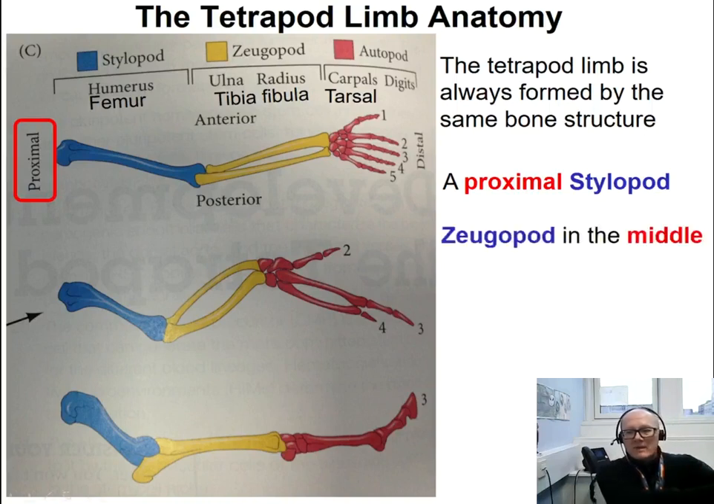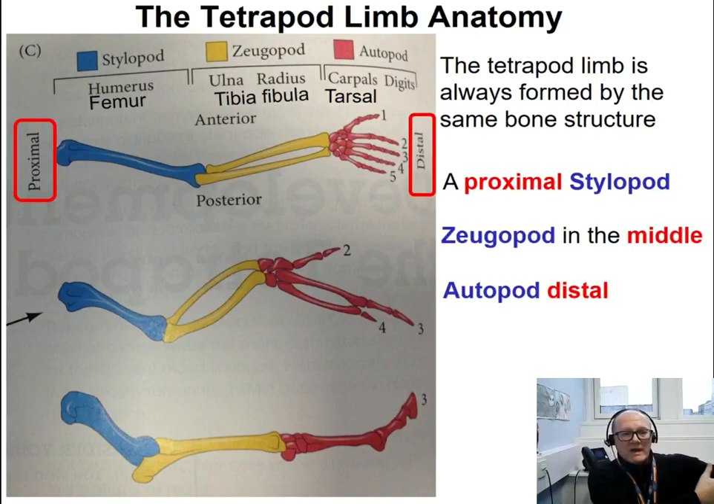Then in the middle of the limb we find the zeugopod. The zeugopod contains the ulna and radius, or the tibia and fibula, depending on whether we are talking about the forelimb, so the upper limb or front limb, or the hind limb, which are the back limbs or the posterior limbs. And then far away from the body, so distally, we have the autopod. The autopod contains the bones of the carpals or tarsals, depending again on whether you're talking about the forelimb or the hind limb, and we have the digits.